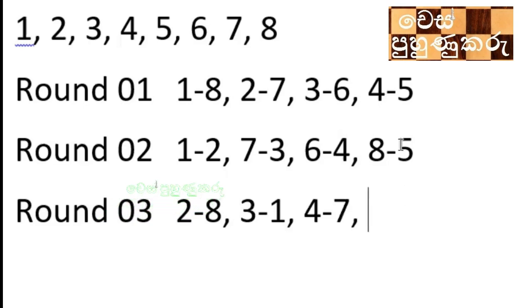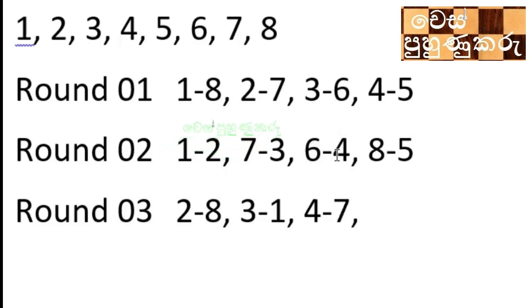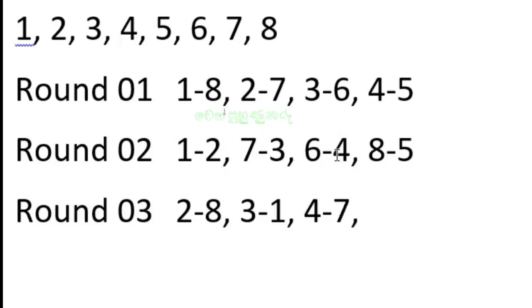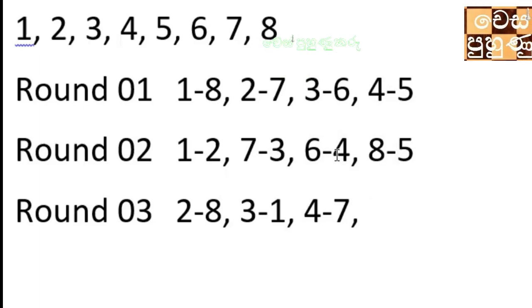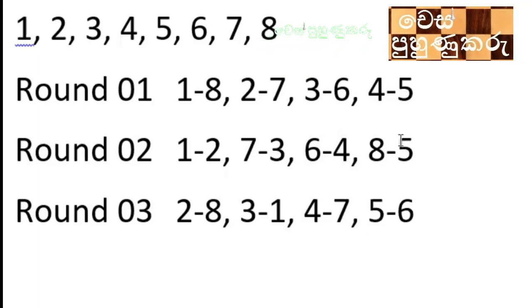So 5 in this round actually played with number 8, but the other player left is number 6. He played with 4, so next he has to play with 5. You know the colors. 5 versus 6 or 6 versus 5. 5 is white because 6 has to get the black. In addition, if you look carefully, I want to show you something else. In both these rounds, 5 has played black. You can get double black, but you never get triple black.